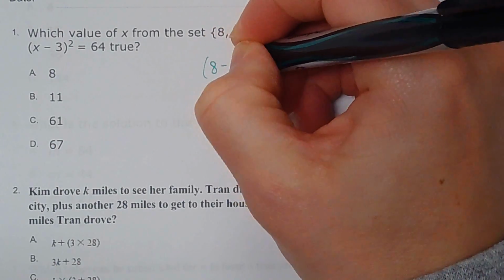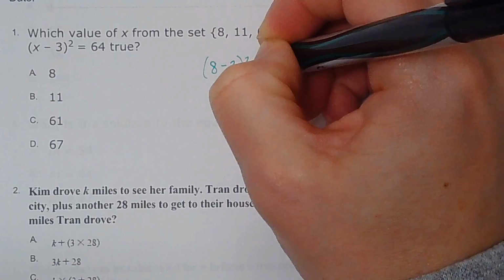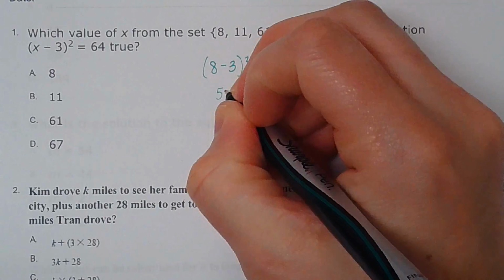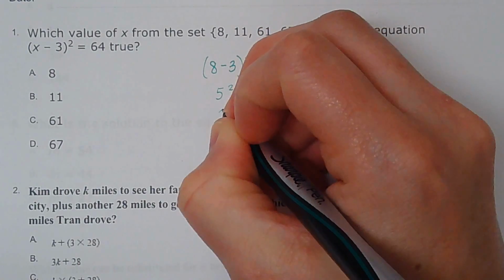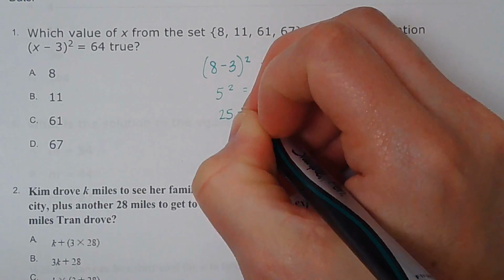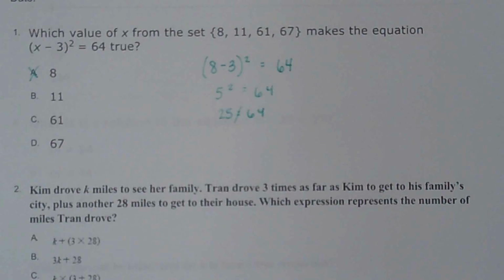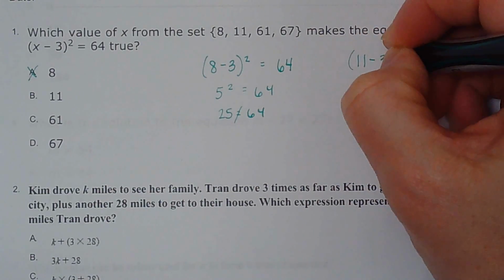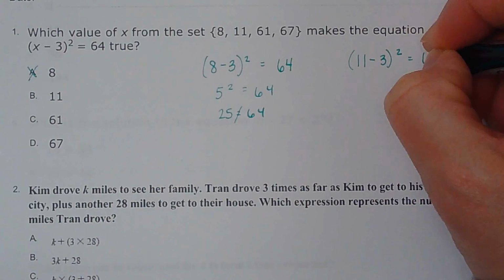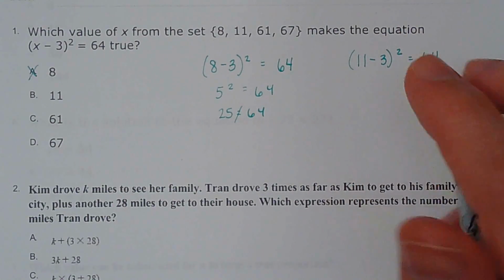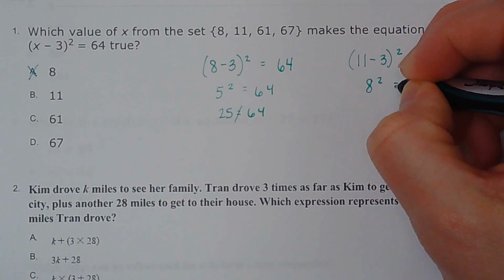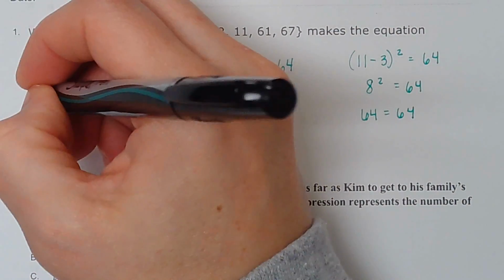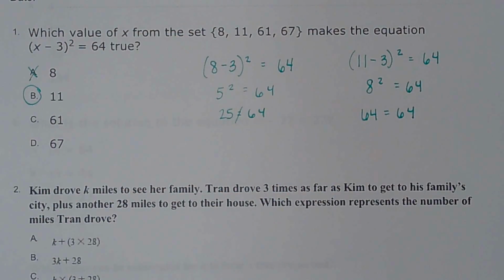So 8 minus 3 to the second power. And let's see if it equals 64. So 8 minus 3 is 5. 5 to the second power is 25. So this does not work out. So it can't be A. Okay, let's try 11. So 11 minus 3 to the second power. Okay, 11 minus 3 is 8. 8 to the second power is 64, and that does equal 64. So, just like that, I've already got an answer. Okay?